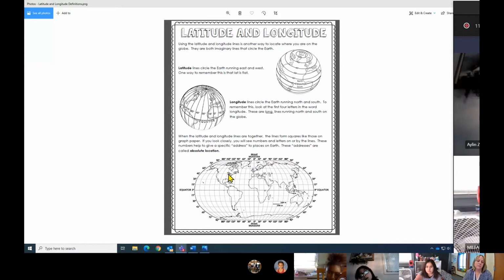So if you use these lines like on graph paper and you say, okay, I'm at 15 degrees and 90 degrees, where those two lines meet right there at that point gives you an exact location, an absolute location. And we know that that one actually is in South America.